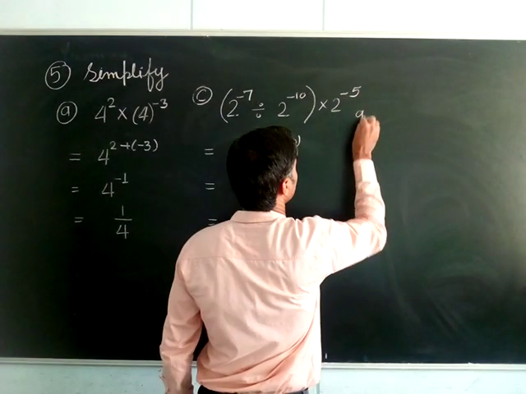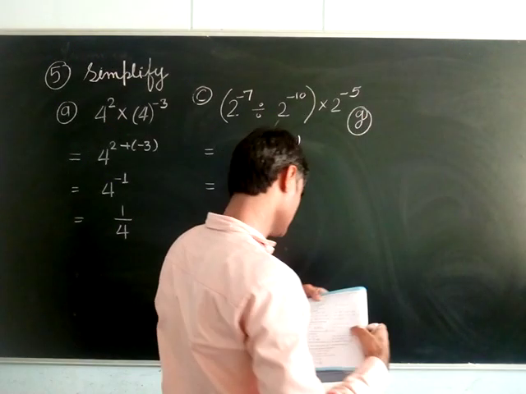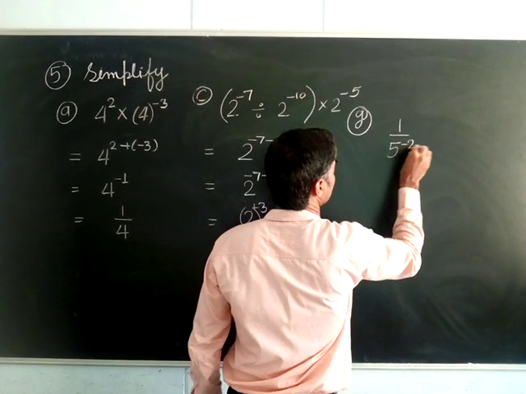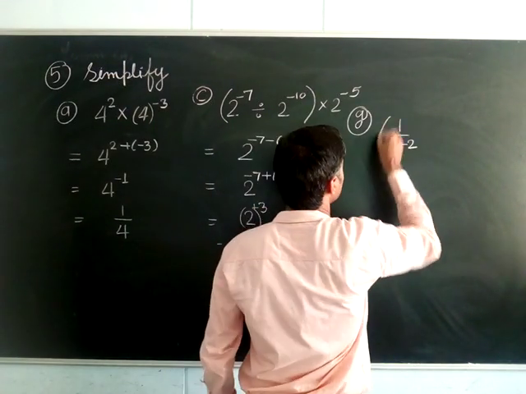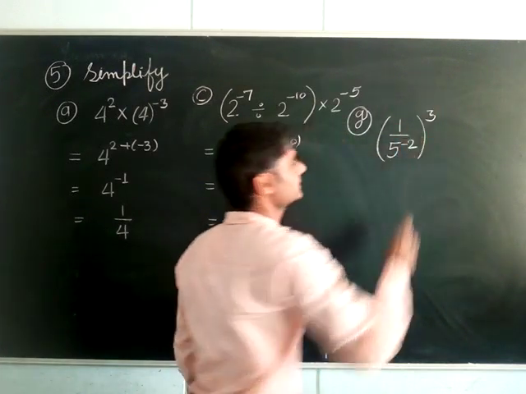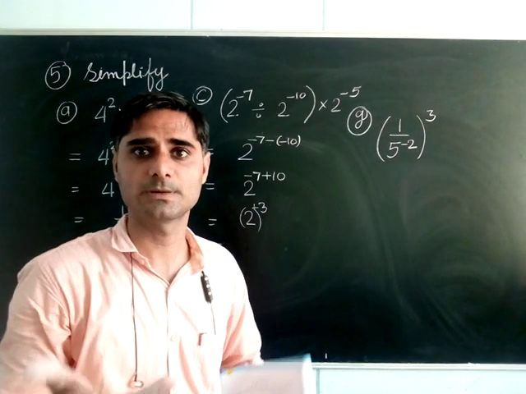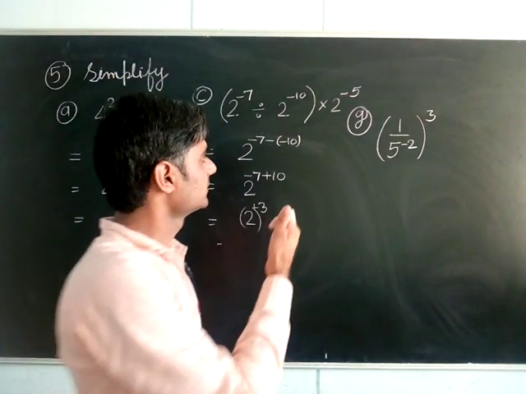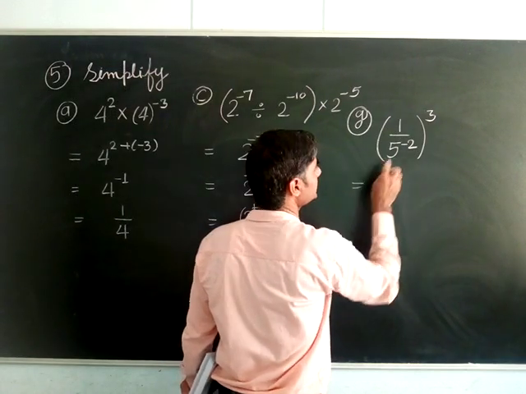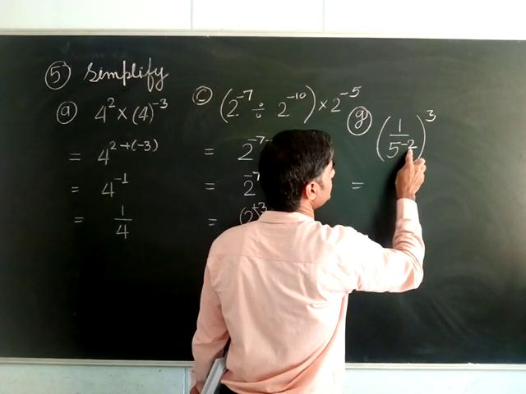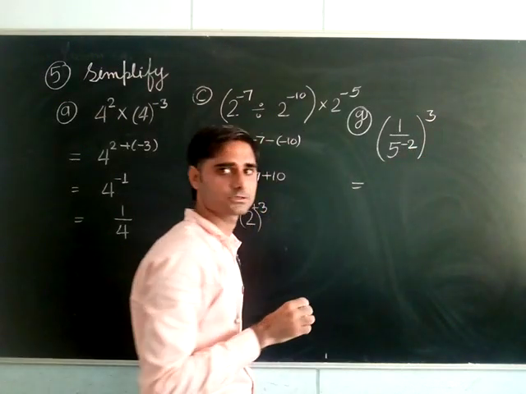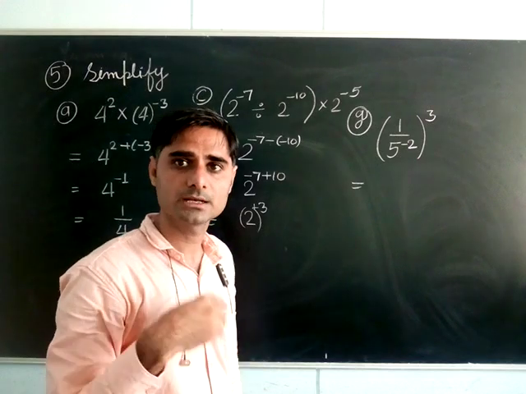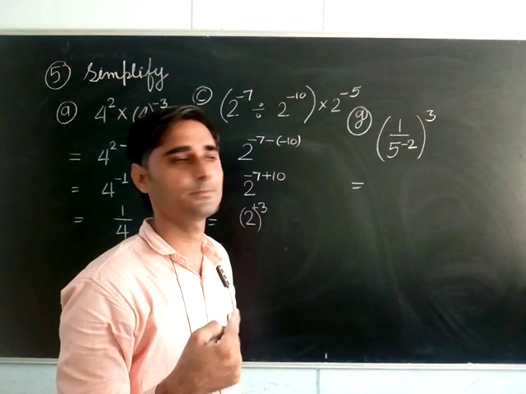Last question is G: 1 upon 5 power minus 2, whole power 3. Power on power is given. What to do? Can we use the law of exponent here? So 1 upon 5 power minus 2, this 3 will come on it. Here it is M power n.